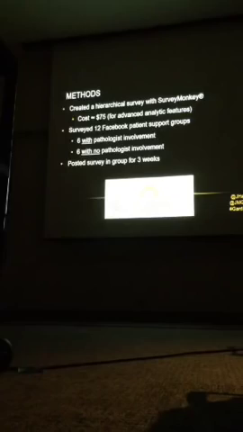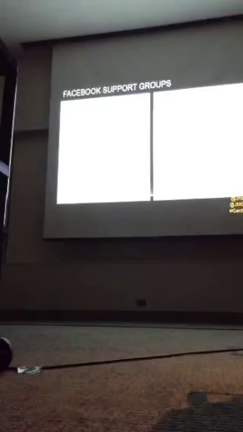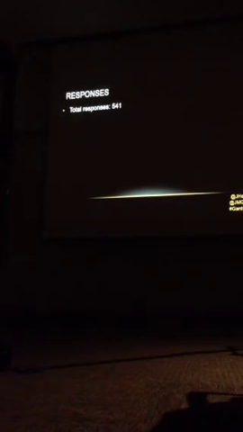So those are the groups. The ones on the left are the ones that I really actively participate in, and then on the right are some other ones that are kind of our control group. And here's the response to that. We have 541 people who responded. 75% of those were actual patients. The rest were caregivers or parents of children with sarcomas.